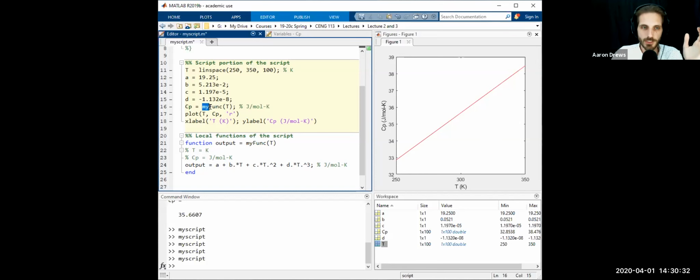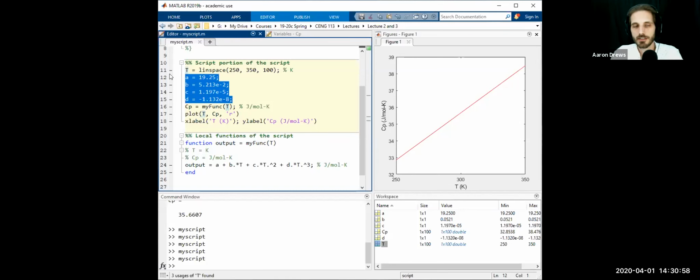If the name of the function had been c sub p, this would have looked like a really unusual line, right? It would have said c sub p is equal to c sub p of t. That's a weird way to write something like that. If you can make it work, go for it. But generally, you should never have a variable that's the same name as a function because it can get confusing for Matlab to figure out what's going on. And so I can call it myfunc of t.